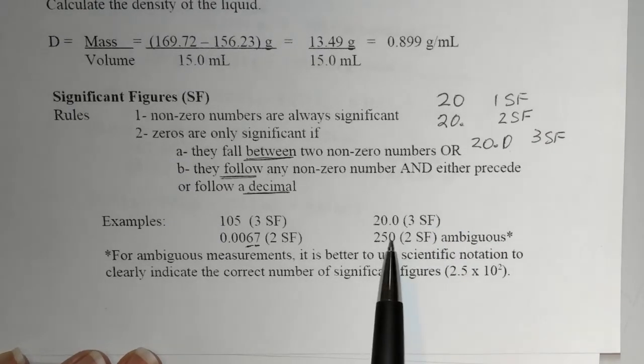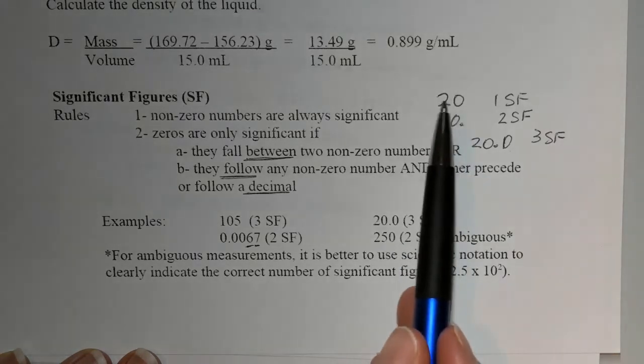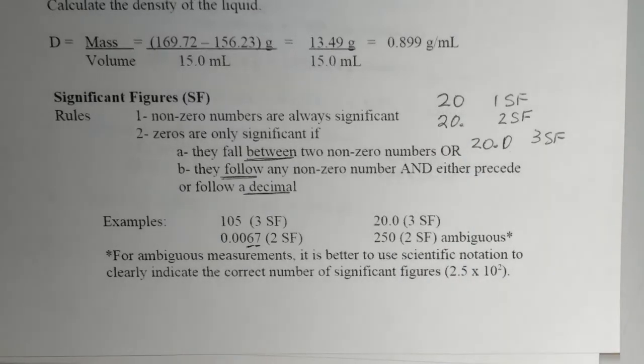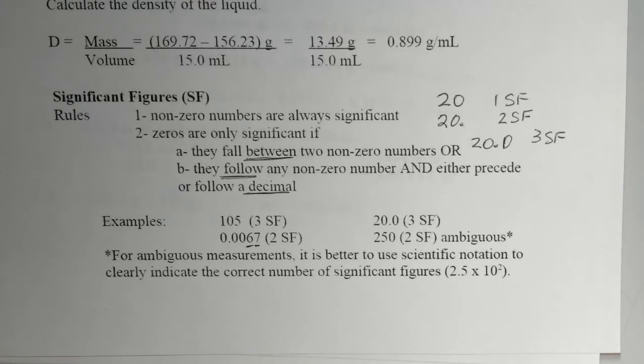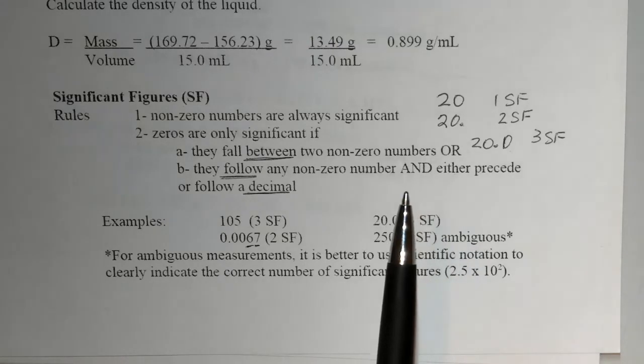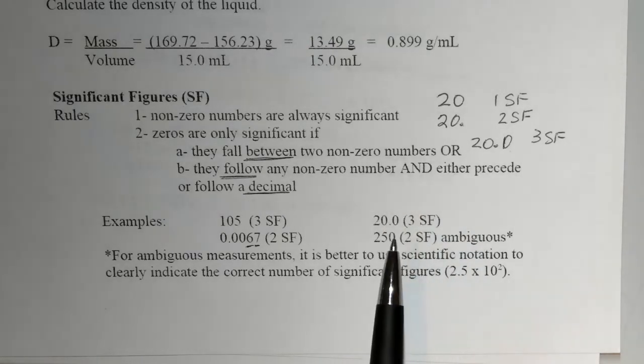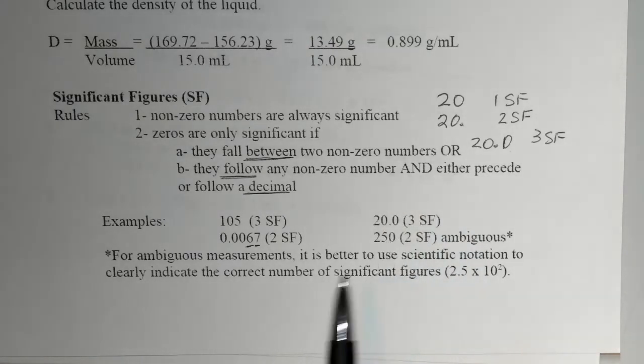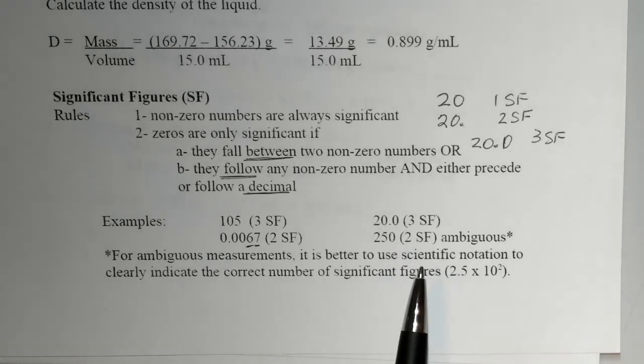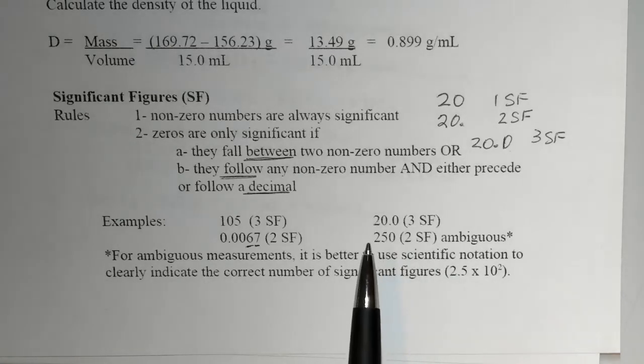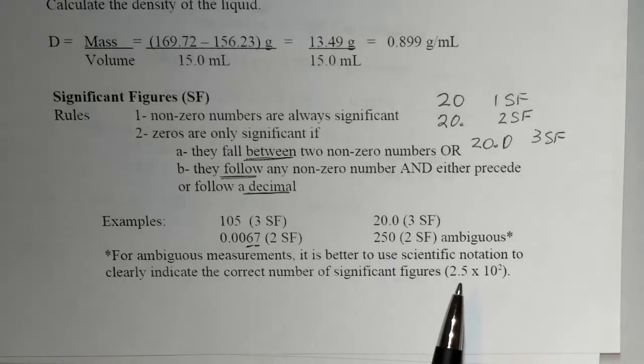Now, the 250 with no decimal, kind of like the 20 that I wrote up here with no decimal. A lot of textbooks will say, you know what, that's just really ambiguous. Is that 0 supposed to be significant or not? I follow the rule of the decimal. If the decimal's there, then we know it's a sig fig. If it's not, then we know it isn't. But a lot of textbooks will say, really the best way to convey the exact number of significant figures is to use scientific notation.